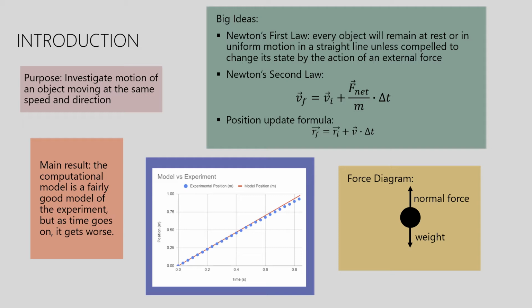In this case, the system is going to be the ball, and the surroundings are the table, the air, the earth, and anything else. So we can see that the normal force upward from the table cancels out the weight force from the earth, and so that's how we get ourselves into a net zero force situation.